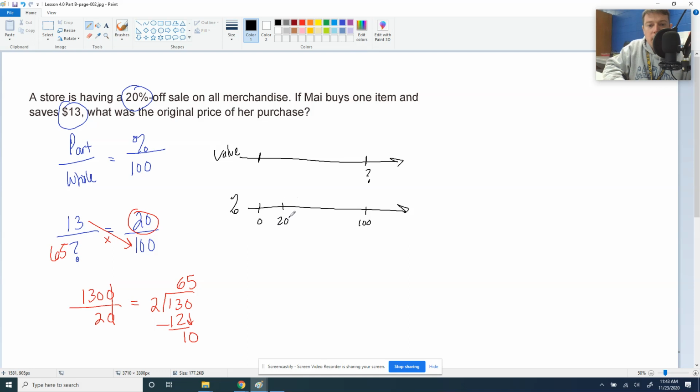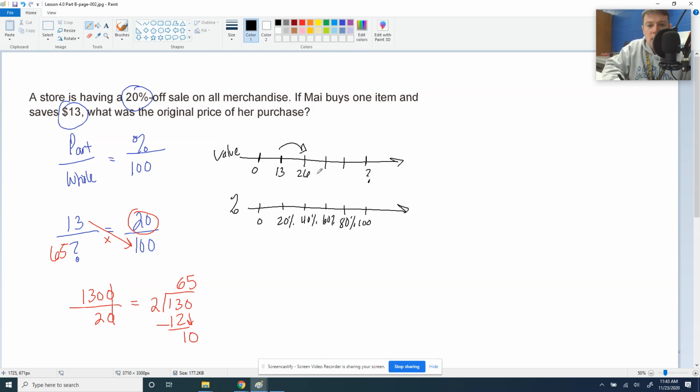So like we saw in that example, we could break this up into 20, 40, 60, and 80%. These are all percentages. And we wanted to know this. We knew that this mark was the 20%. We knew that they saved $13 at 20%. We just didn't know how many of those it took to get to the full 100. So we could skip count by 13s.